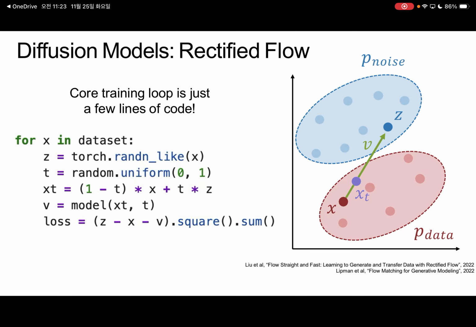And actually, the core training loop is just a few lines of code. For x in dataset, we have a dataset and we sample an x image. z is randomly sampled from a normal Gaussian distribution. Rand is a random normal Gaussian distribution. t is uniformly sampled from 0 to 1. And then we define xt as just a linear interpolation between x and z, right? And then the model is a neural network which takes xt and t and outputs v, and then z minus x is the ground truth for the model, so that we can simply calculate the loss function between the ground truth and the estimated one. That's all.